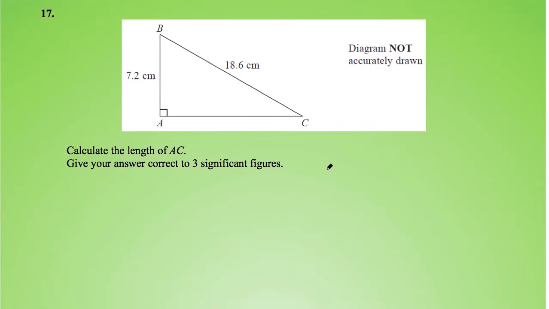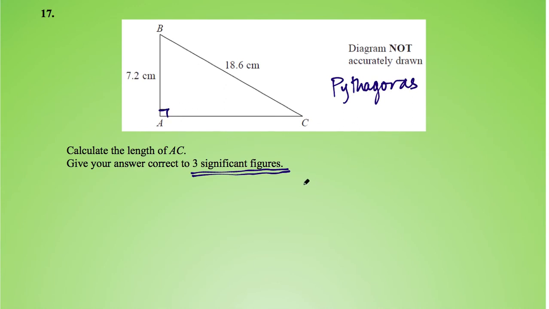Question 17. Calculate the length of AC. Give your answer correct to 3 significant figures. Whenever you're told what accuracy, underline that accuracy to make sure that when you get to your final answer, you've followed that instruction. So this is a Pythagoras' theorem question. It involves a right-angled triangle. We can see the right angle there.